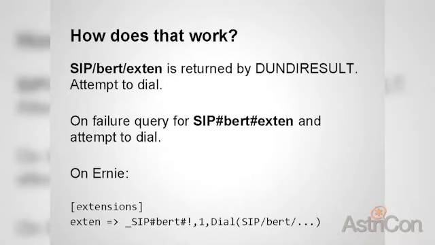So how exactly does that work? SIP/Bert/extend is returned by the DUNDi result, and then we attempt to dial. And that's kind of just how DUNDi returns information. It's SIP/whatever, and then the extension that you're actually looking for. Now on failure, we're actually going to query for SIP#Bert#extension to make a compatible dial string that we can use.